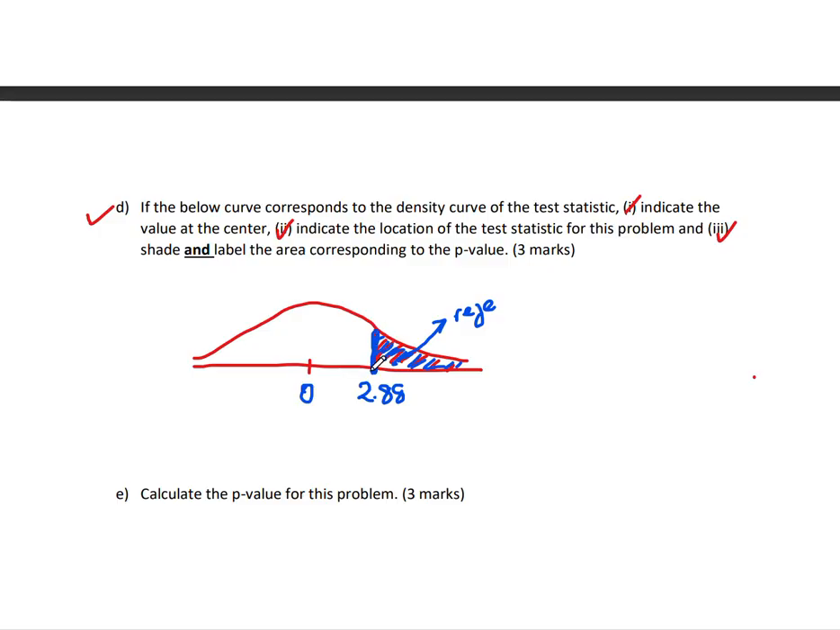That is the area from the test statistic value and to the right. To the right again because it's a right-tail test as dictated by the alternative hypothesis. So this is the rejection region.